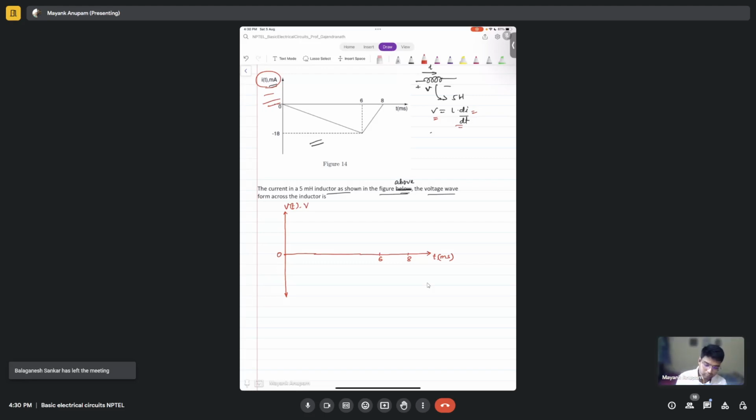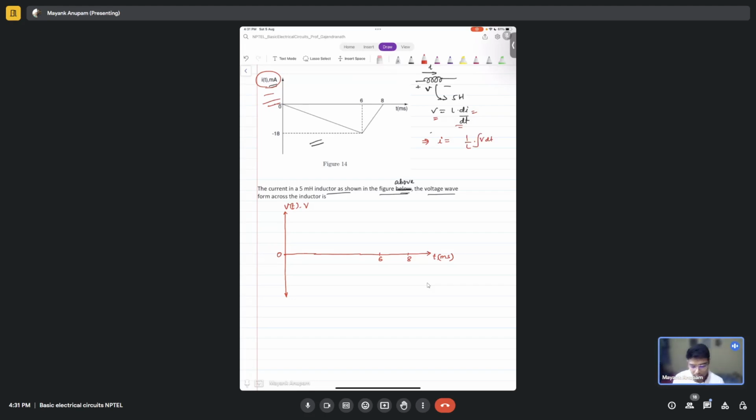L goes to the left side, 1 by L, the reciprocal of L. After that, the derivative will be integrated. No, that is fine, I understand. So you are saying that i is equal to 1 over L times the integral of v dt, right? That is what you're saying.